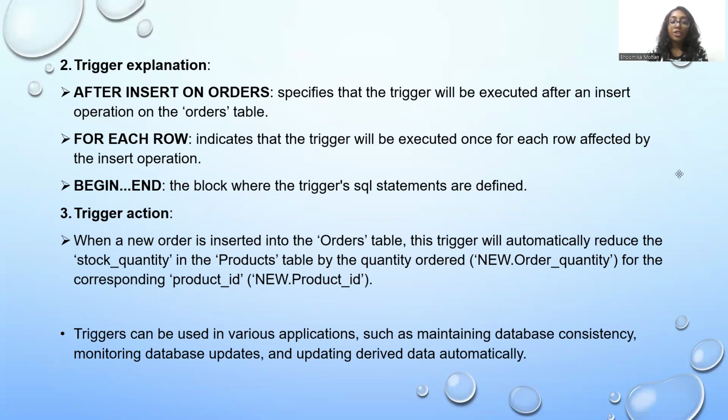Coming to the trigger action, when a new order is inserted into the orders table, this trigger will automatically reduce the stock quantity in the products table by the quantity ordered, that is NEW.order_quantity, for the corresponding product ID, that is NEW.product_id. Triggers can be used in various applications such as maintaining database consistency, monitoring database updates, and updating derived data automatically.